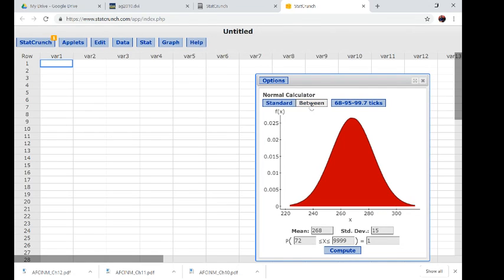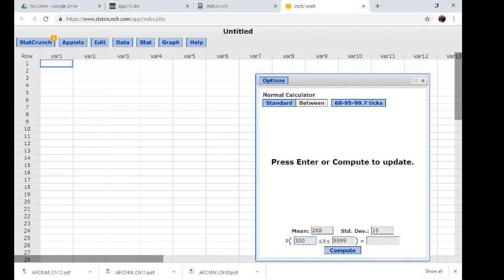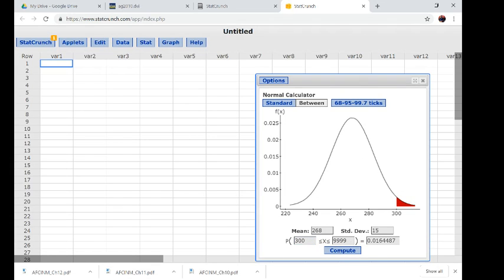And you get, if you use the between function, same mean, same standard deviation for our problem, but then the x score on the left, and then an arbitrarily large number on the right. And there it is, 0.01644.